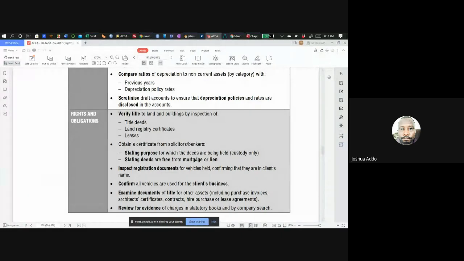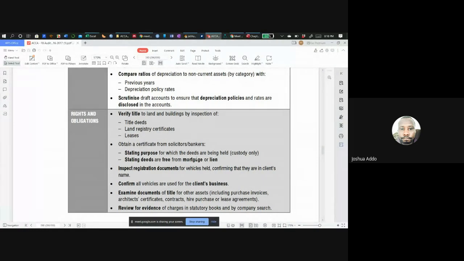If the vehicle is not in the name of the company, then further procedures need to be put forth to substantiate whether it is correct for the company to add it as part of their non-current assets. Confirm all vehicles are used for the client business. Well, the client company can have the registration document of the vehicle in its name, only that the vehicle is always used by the MD's wife. The MD's wife is not even an employee in the company. She uses it to go to her own work, carry her children, do her own things.